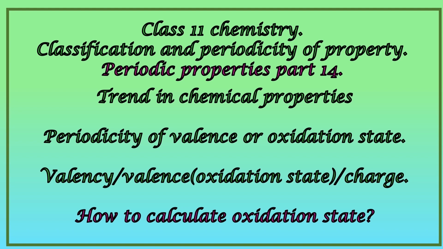In chemistry, we mainly deal with chemical reactions. So it is very important to know the chemical properties of elements. Valence or oxidation state or oxidation number, all the three mean the same, is a very important concept. Watch the video completely and understand the concept thoroughly.